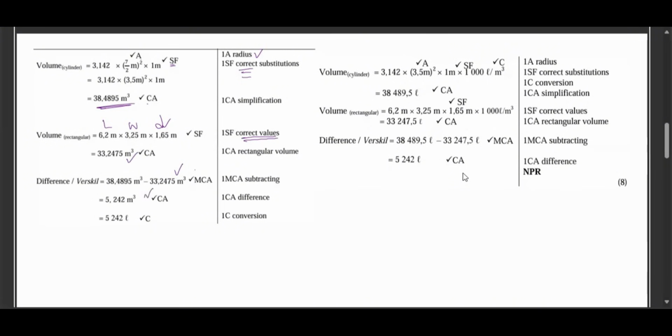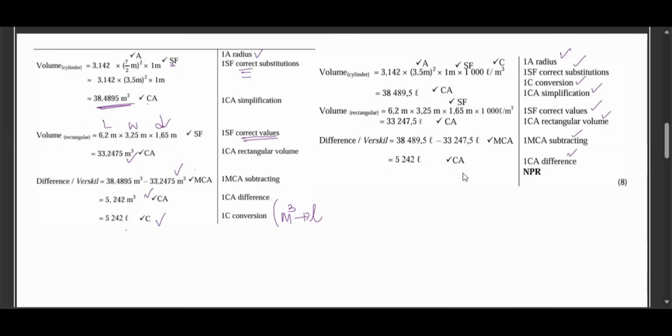You see that? Now the difference, then conversion. Conversion, what does it simply mean? Because you've been calculating in millimeters cubed, you need it to become liters. Did you convert? You get a mark for the answer. You see that? Other people were given marks like this. This one's still the same story. You still get the radius, substitution, conversion, simplification, the correct values, then did you subtract? Did you get the difference? You understand?